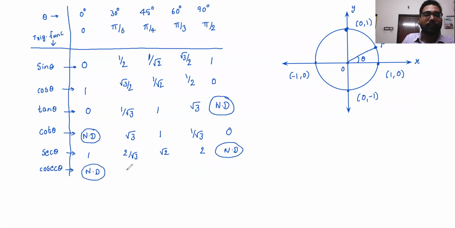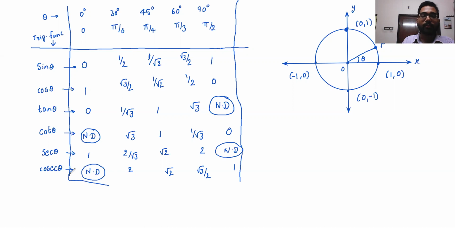For cosecant, we have not defined, then we have 2, then root 2, then 2 by root 3, then 1. So this is the table which you already know, right, in 10th class itself.